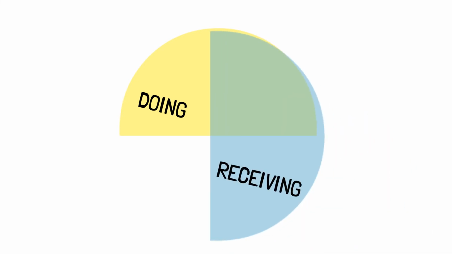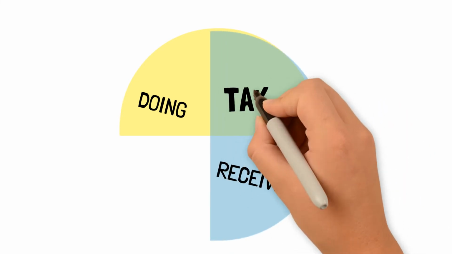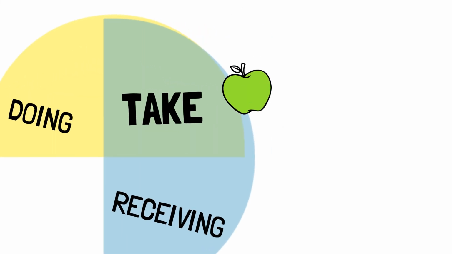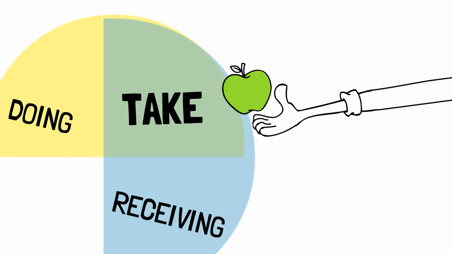Finally, the doing and the receiving halves combine to create the take quadrant. This is where I take action for my own benefit, respecting the limits of the other person, of course. If you said yes to my request, I'd come and pick the apple from your tree.